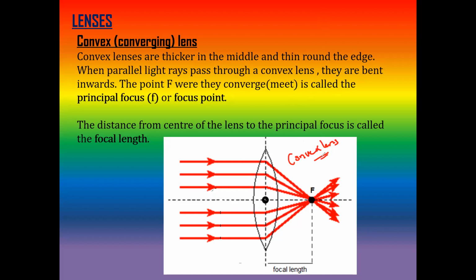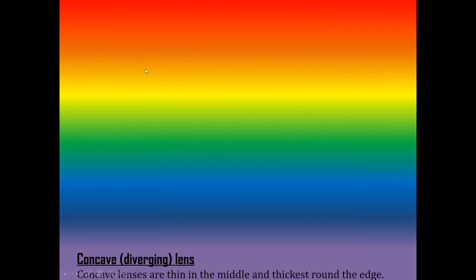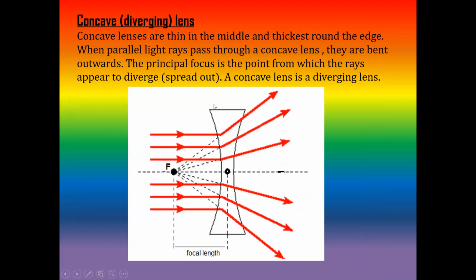There are two types of lenses. One is called convex lens. Convex lens is the lens which is thicker at the center and thinner near the edges. And there is also another lens which is known as concave lens, and it is the opposite of convex lens. Concave lens is thinner at the center and it is thicker near the edges.